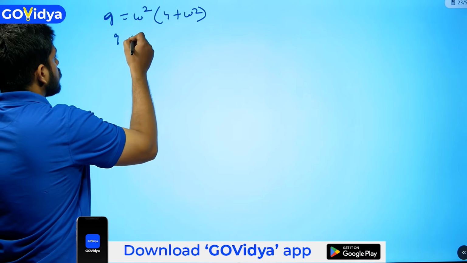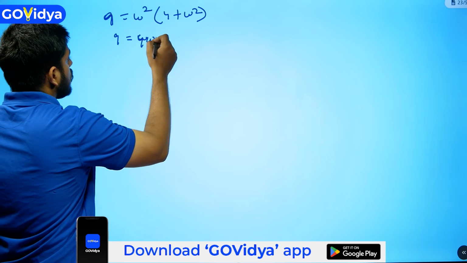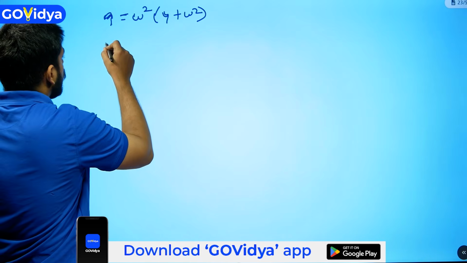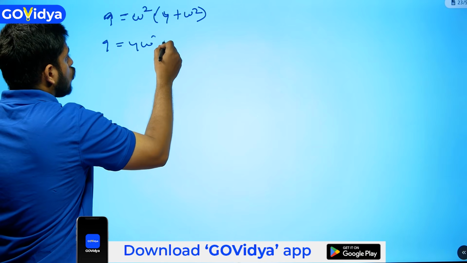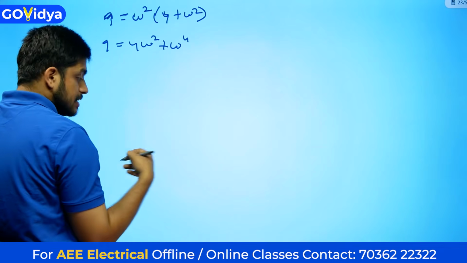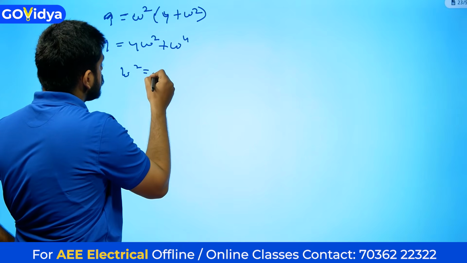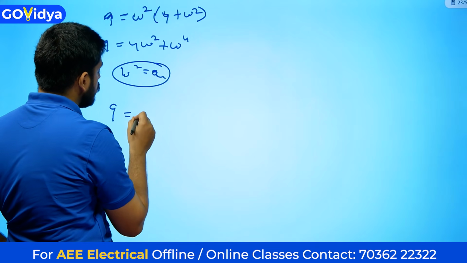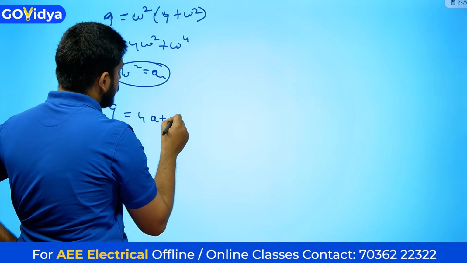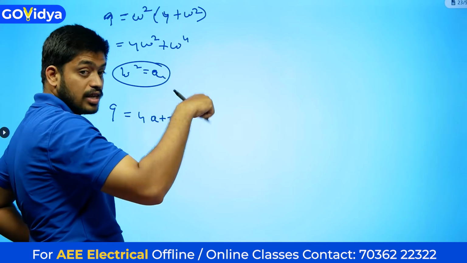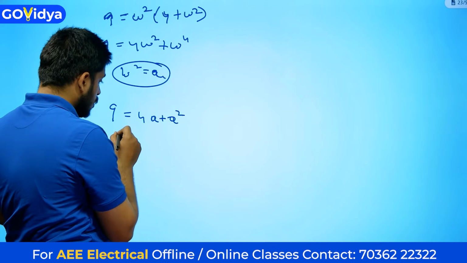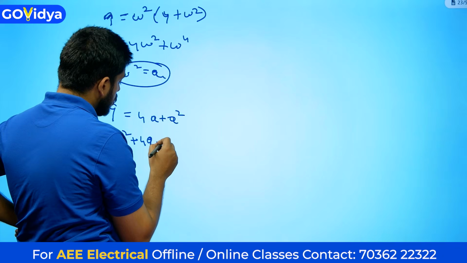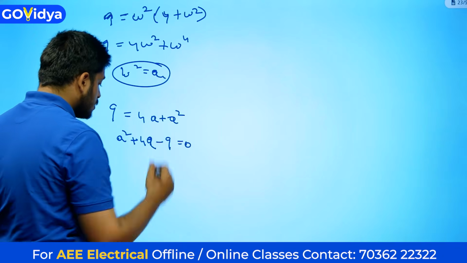So multiply them. 9 is equal to 4 omega square plus omega power 4. Let us assume omega square is equal to a. So 9 is equal to 4a plus a square. Omega power 4 is omega square squared, so a square. So we will get a square plus 4a minus 9 is equal to 0.